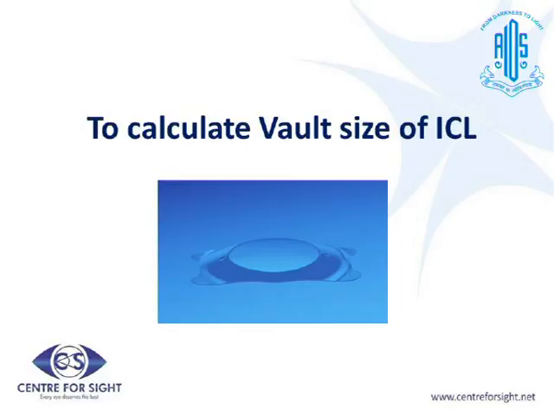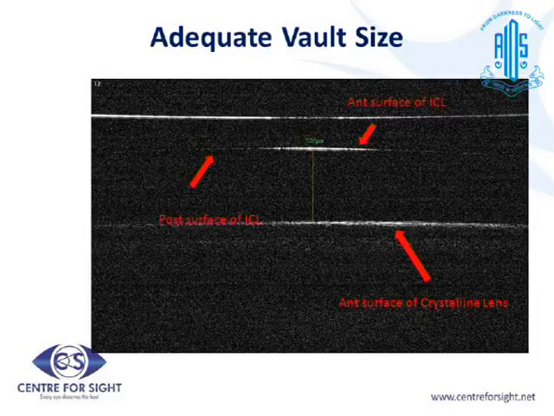It is also very important to know the vault size of the ICL, which can be very accurately assessed with the help of anterior segment OCT. Vault size is the distance between the posterior part of the crystalline lens and the posterior surface of the ICL. And this is the normal vault.